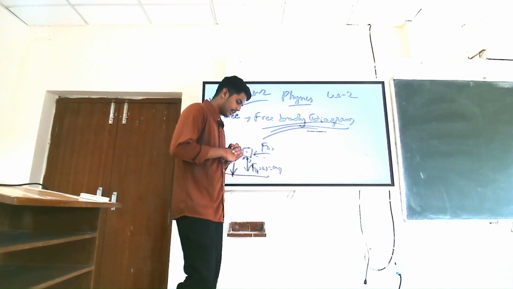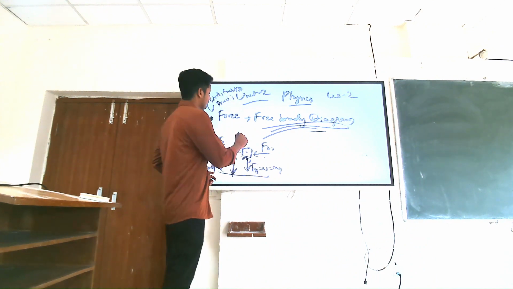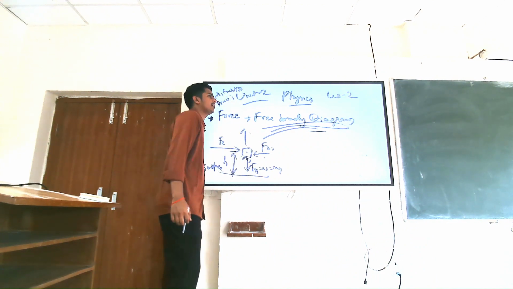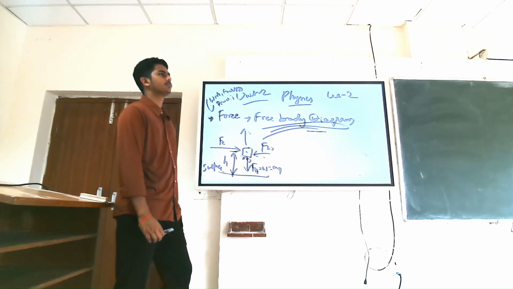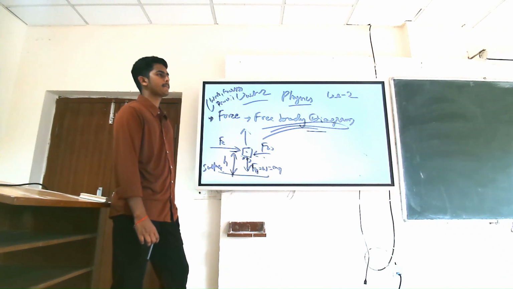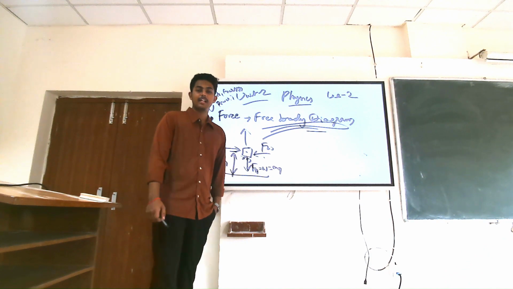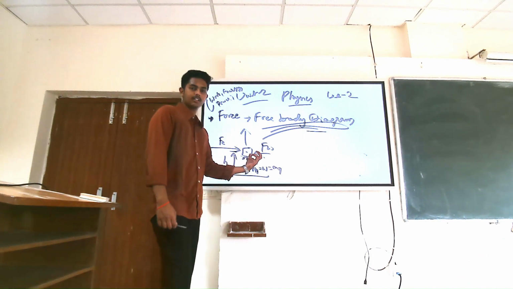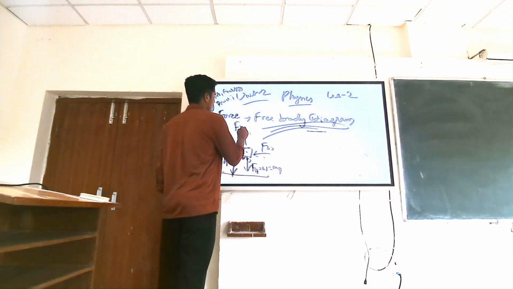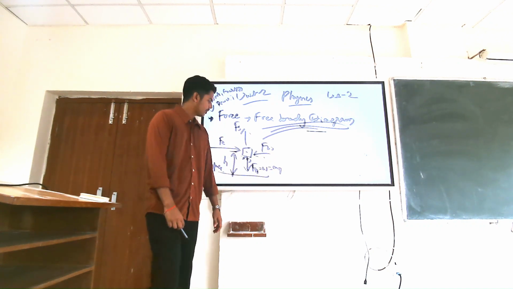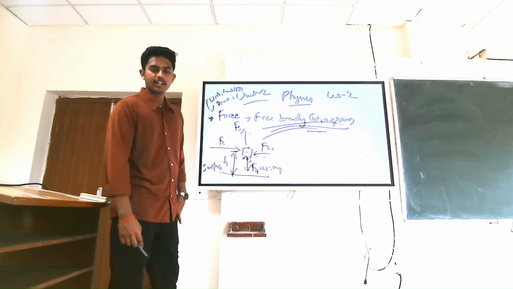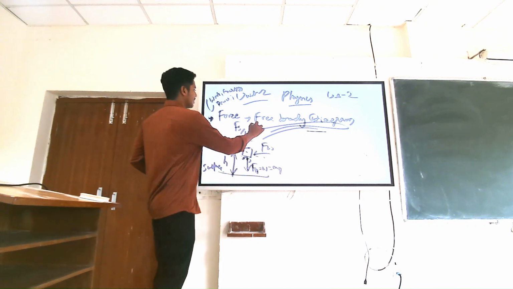Let's say there is a spring pushing, a spring force, Fs. Now all different types of forces are acting on it. Now this is called a free body diagram.